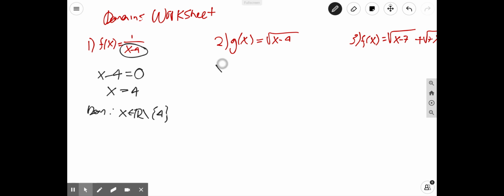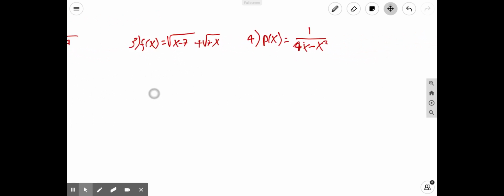This one should also be fine. If you remember, for a square root, you need everything under the square root to be bigger than or equal to 0. So x should be bigger than or equal to 4, and that is your domain, simply. We're not going to make it too complicated. Now, this is where things get real.